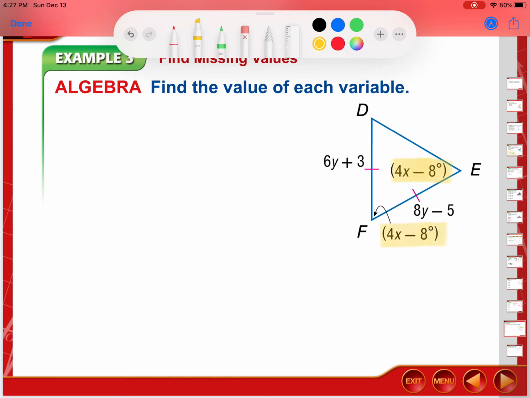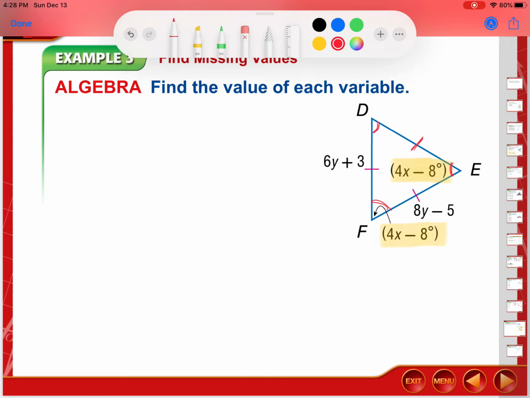So I'm just going to show you what I would highlight first. The first thing I notice right off the bat is angle E and angle F are the same. So me knowing my isosceles triangle theorem and the converse of the isosceles triangle theorem tells me right off the bat, if these two angles, F and E, are the same, then these two sides, DF and DE, must also be the same.